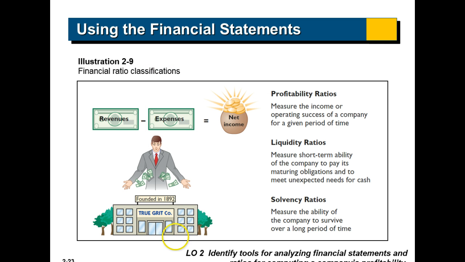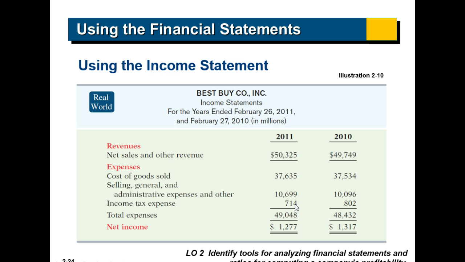So know that there are various ratios. They're broken into 3 types: profitability, liquidity, and solvency. But guys, I'm not going to spend any time, you're not going to have anything like this on the test. We're going to get into those down the road, okay? I'd rather focus and stay on track with what we're talking about.